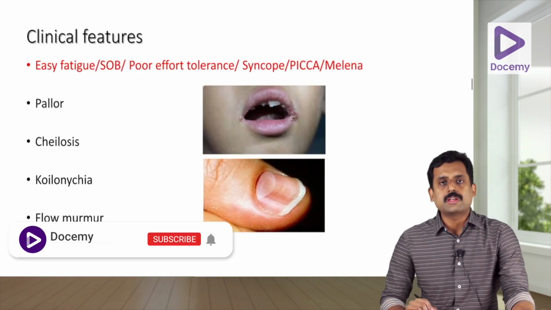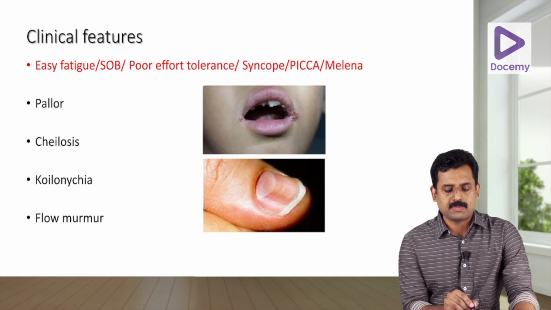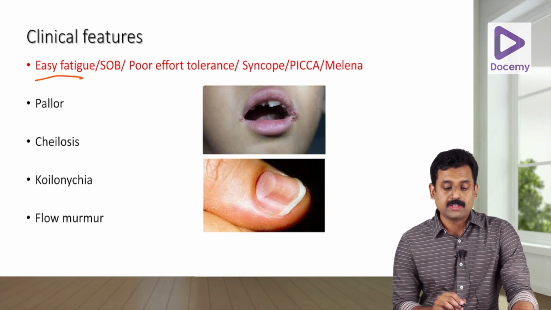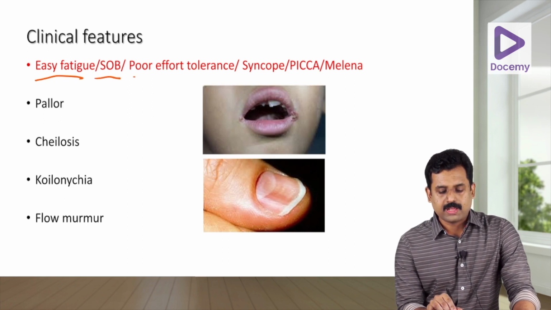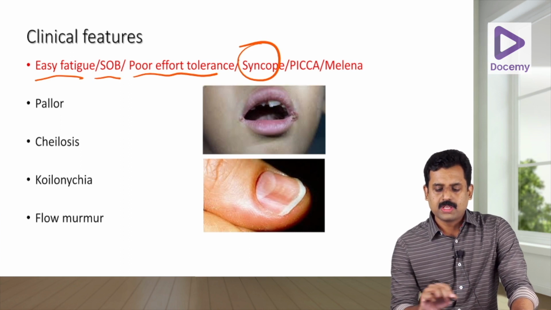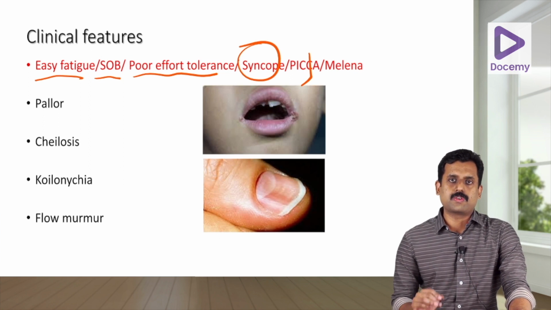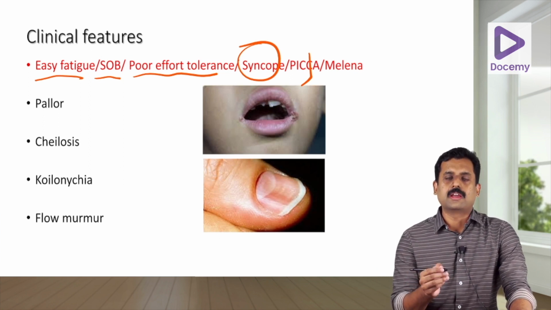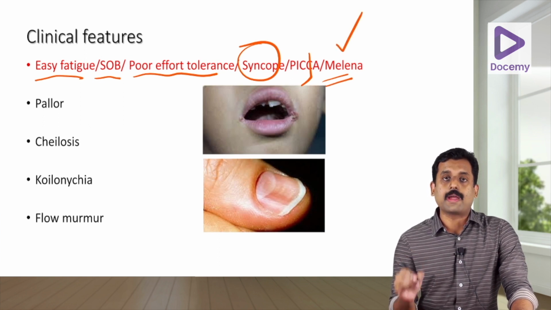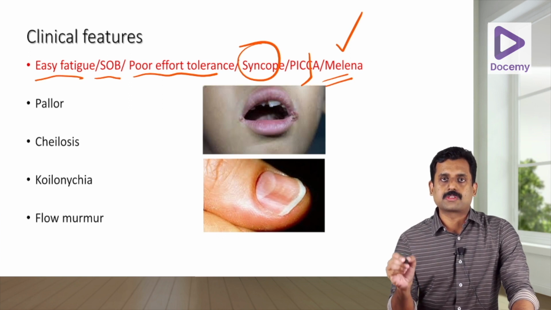Okay. So, what are the clinical features you will get in iron deficiency anemia? Just like any other anemia, the early symptoms are the same. The patient will have easy fatigue. They will develop shortness of breath. They will have poor effort tolerance, and they can have pre-syncope or syncopal symptoms, and they can have pica. Pica is actually craving for substances of no nutritional value, something like clay or soil. And at times you may get a history of melena when your cause of iron deficiency anemia is a gastrointestinal loss. To be exact, upper gastrointestinal loss.